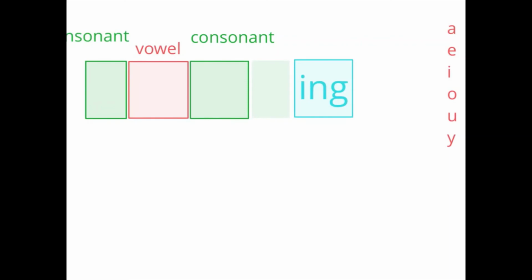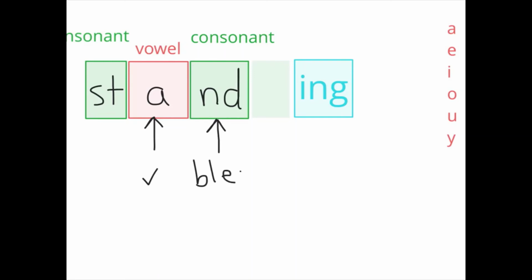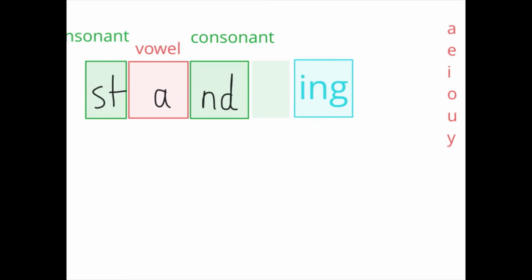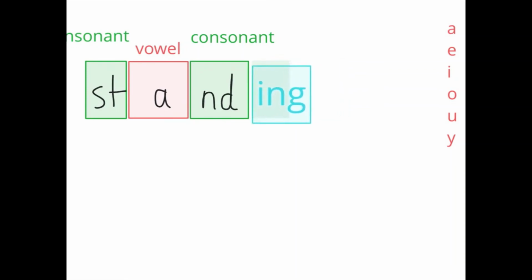Okay, let's try another word. Let's try the word stand. Okay, first let's look at our vowel. That's just one letter. Check. Now let's look at our last consonant box. That is a blend. A blend is when two consonants make two sounds. We only want one letter, not two, so that does not work. So we will not double the final D. We will just add ing, standing.